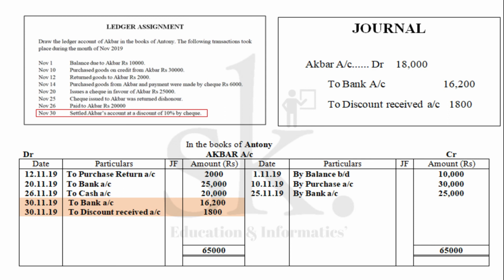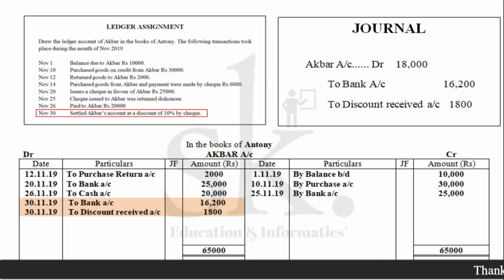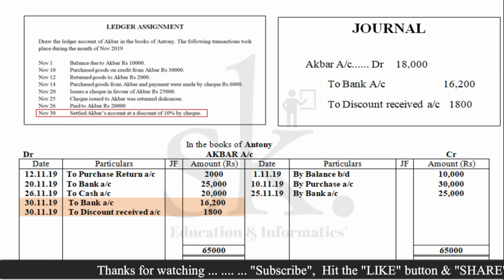And since the account is getting settled, there will be no further balance CD or balance BD to be drawn for the month of December. So we will not get any opening balance for the month of December. And the totals of both debit and credit should match because the account gets closed, because the account gets settled.